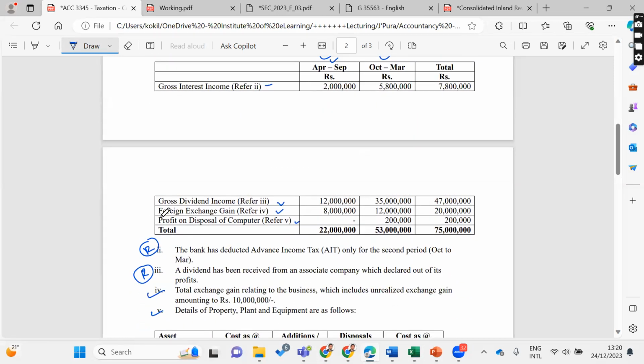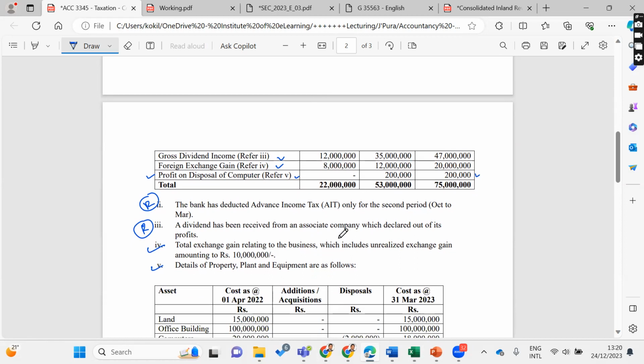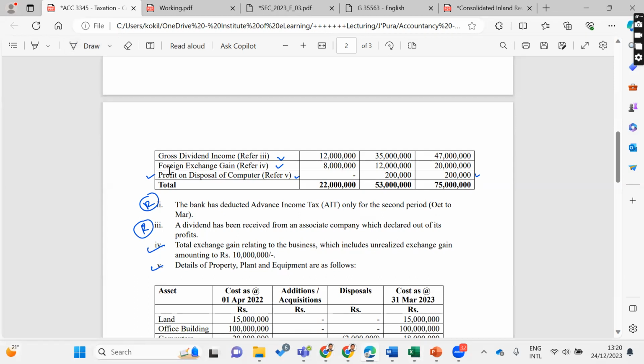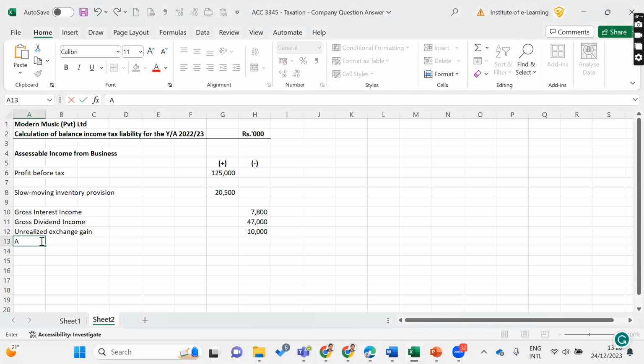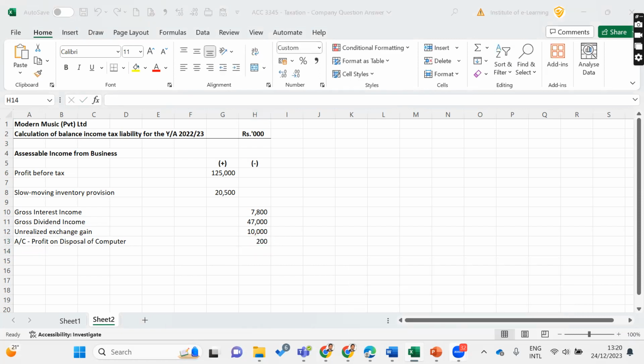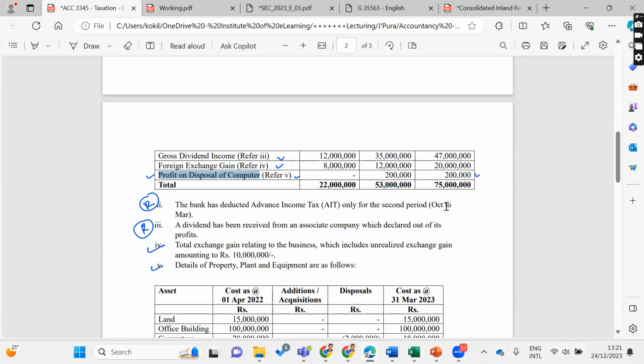Then here it is connected to the disposal of computer: profit on disposal of computer, gain 200. What we have to do is remove the accounting gain. It is not a gain for tax; the gain that has been added to the profit must be reduced. The accounting profit on disposal of computer, you have to remove 200,000 there.